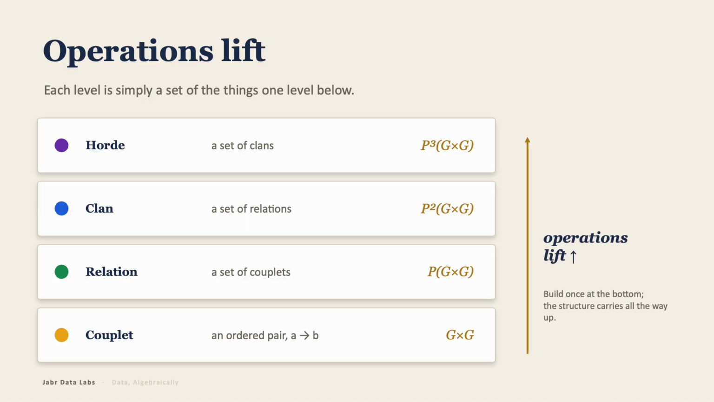Here's the tower yet again. Every operation you just met is defined at the foot of the tower and lifts, without change, all the way up. Union of two relations, union of two clans, union of two hordes. Same idea, same behavior. You do not carry a different toolbox for each kind of data. You carry one small toolbox, and the tower guarantees it fits every level. That is the leverage the algebra was built to give you, and it is why a single engine can do the work of a whole shelf of specialized databases.